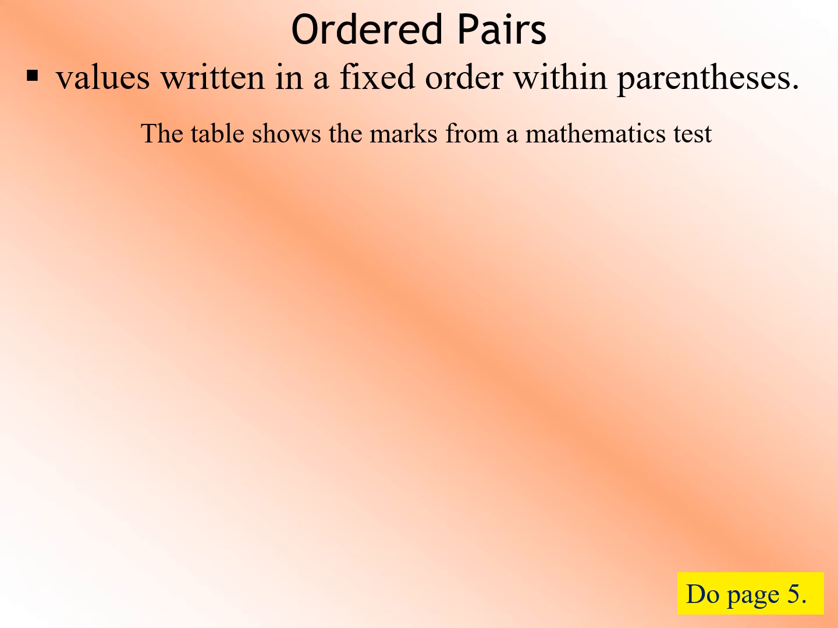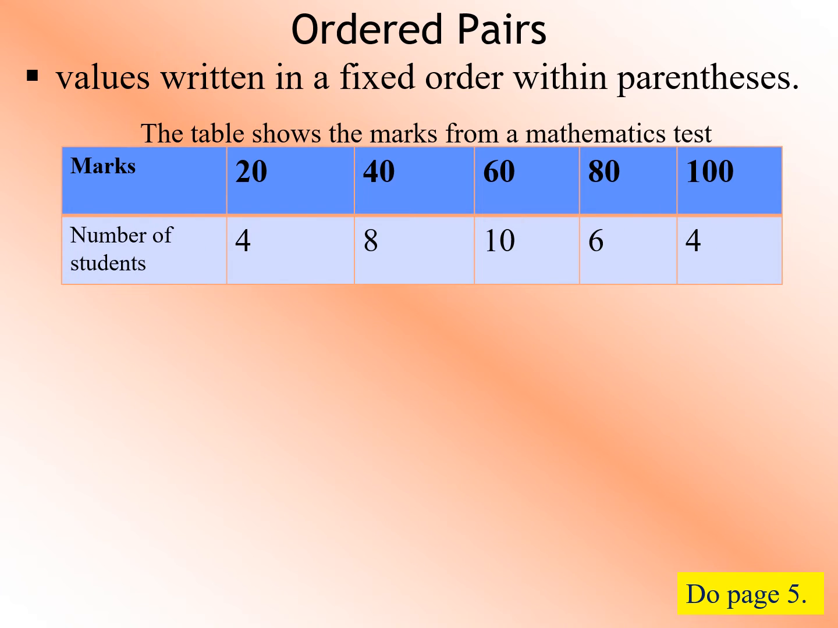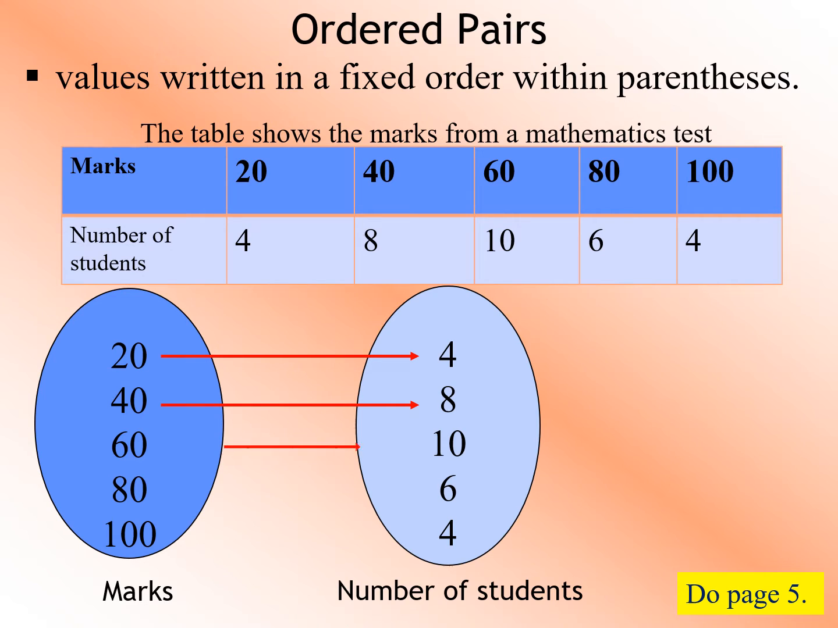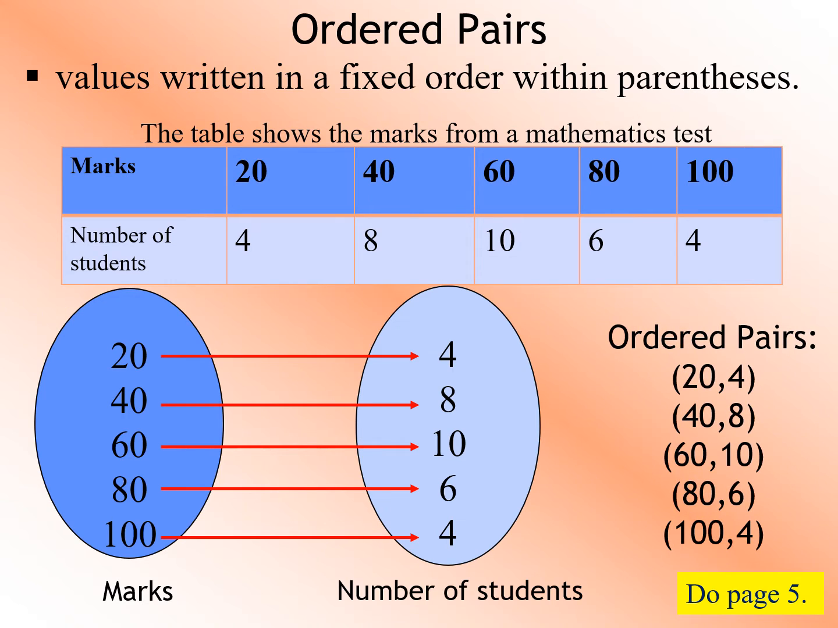The table shows the marks from a mathematics test. So we have the marks and the number of students. Using the diagram, we have the first member of the group, which is the marks, and the second member of the group, which is the number of students. So 20 corresponds to 4, 40 corresponds to 8, 60 corresponds to 10, 80 corresponds to 6, and 100 corresponds to 4.